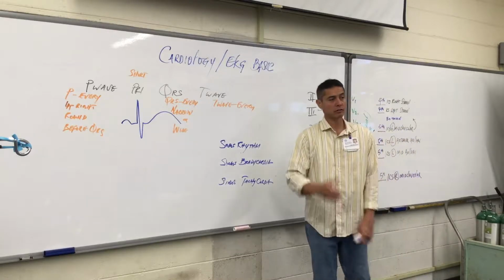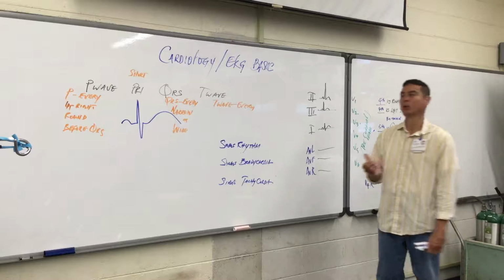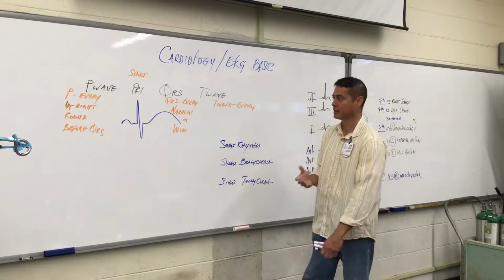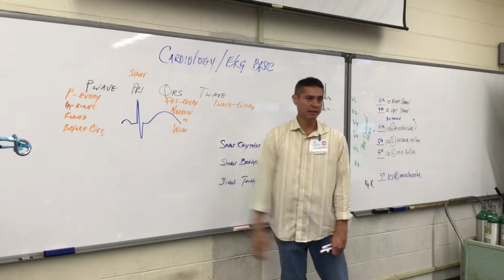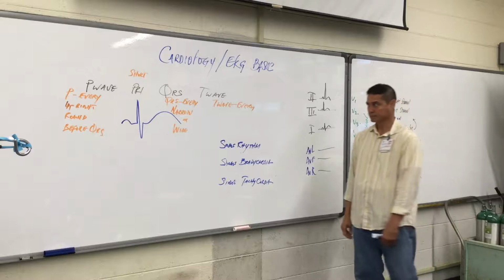The QRS signifies depolarization of the ventricles. We should feel a mechanical contraction. We should feel a pulse during this time. And then we have a T wave that signifies repolarization of the conduction system altogether.